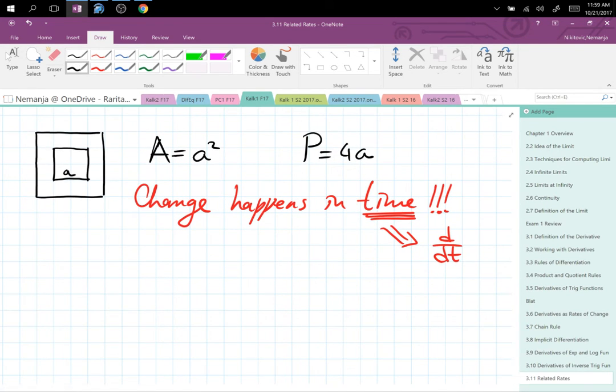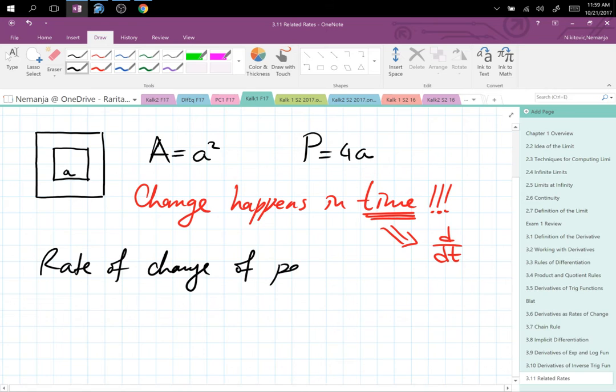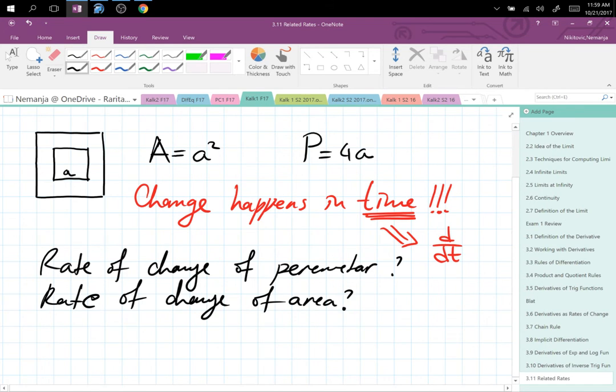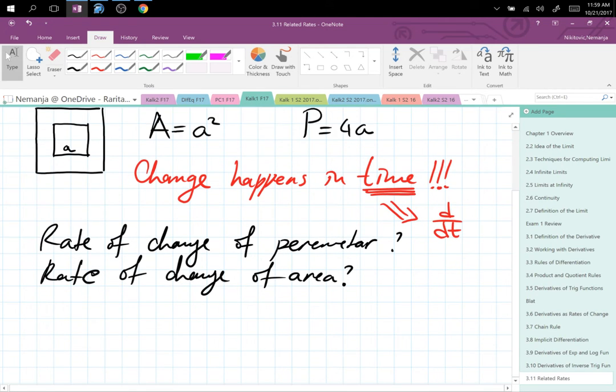So, as I heat this metal, which is in the shape of a square, very thin, think of it as a paper, right? Just a square, and it's made out of metal, so it expands as you heat it up. I can ask for the rate of change of perimeter, I can ask for the rate of change of area. Well, you will start with the perimeter formula, and you will differentiate it in time.